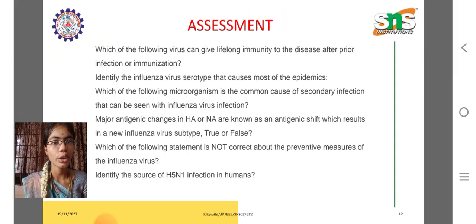Assessment. Which of the following viruses can give lifelong immunity to the disease after prior infection or immunization? Identify the influenza virus serotype that causes most of the epidemics. Which of the following microorganisms is the common cause of secondary infection that can be seen with influenza virus infection? Major antigenic changes in HA or NA are known as an antigenic shift, which results in a new influenza virus subtype. True or false? Which of the following statements is not correct about the prevention measures of the influenza virus? Identify the source of H5N1 infection in humans.